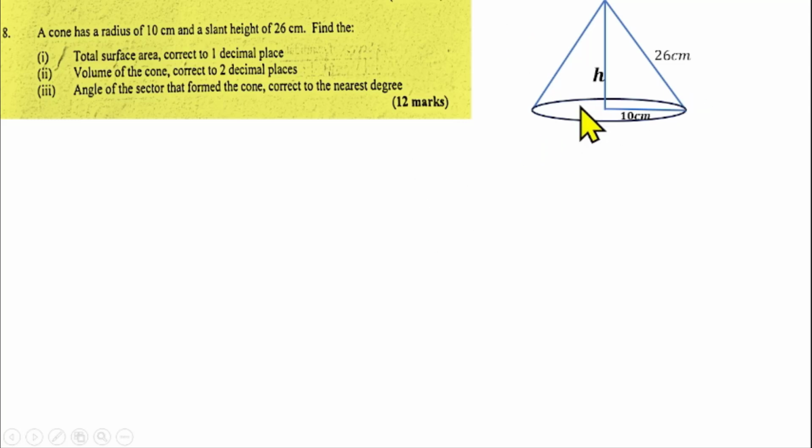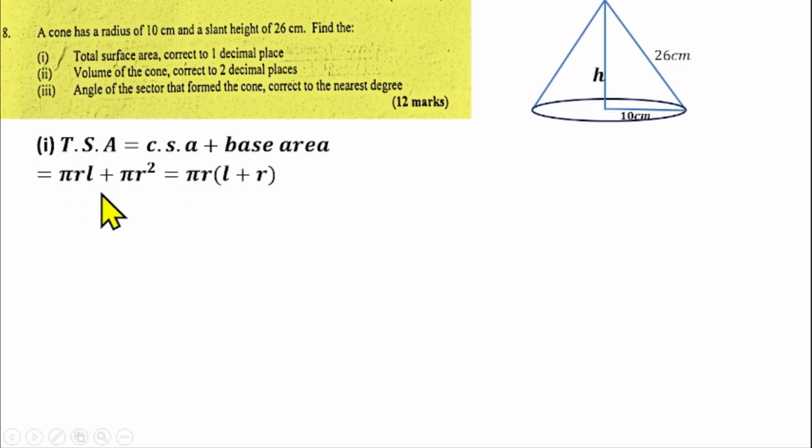The total surface area of the cone is the curved surface area plus the area of the circular base. That will give us the total surface area. The curved surface area of the cone is pi r L, and the area of the circular base is pi r square. If you factorize pi r from this, you have pi r into L plus r. Then from there, we can now substitute our values.